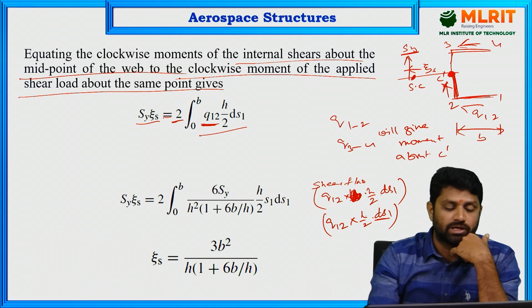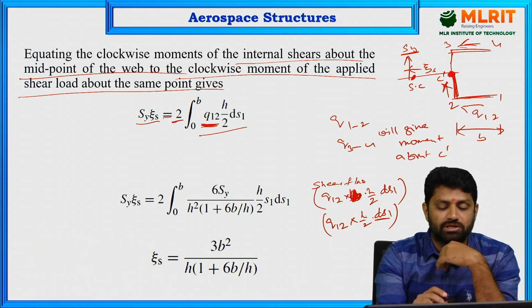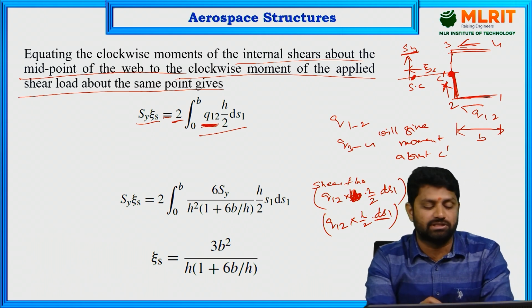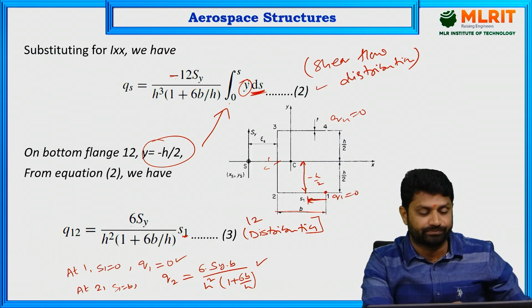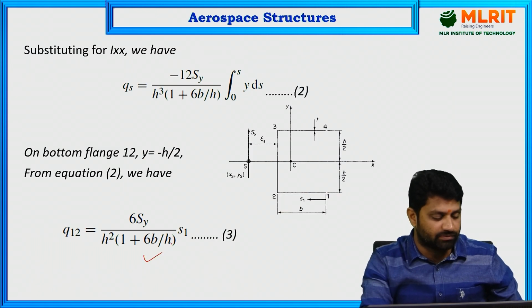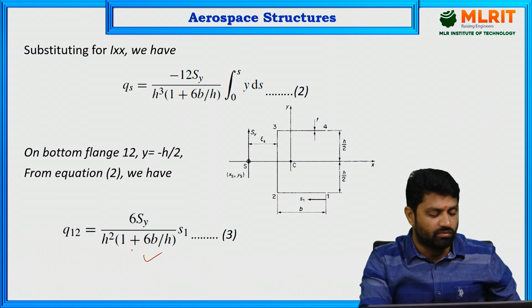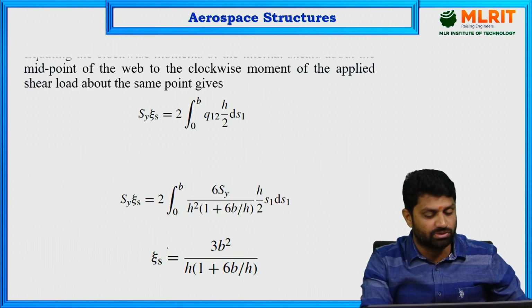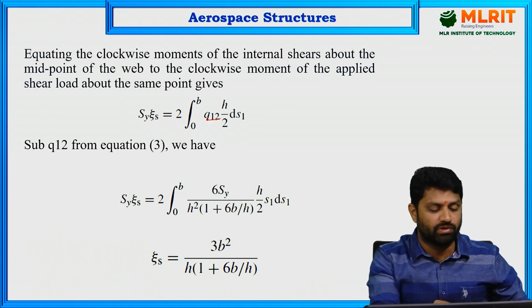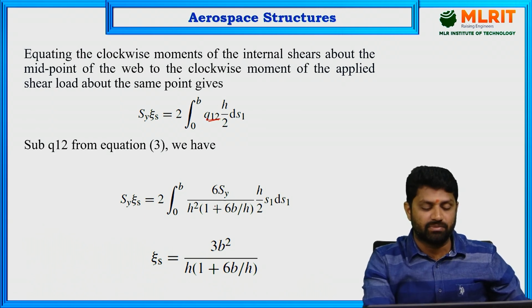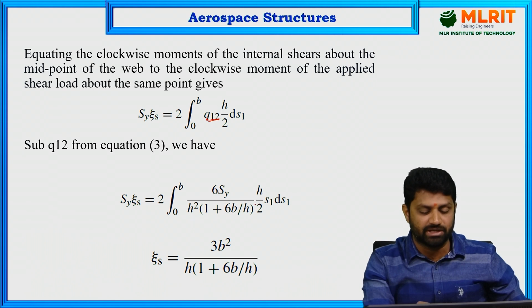Okay, so now we got the q12 distribution, and we take the distribution and substitute over here. So what is the distribution? Yeah, q12 distribution is this one. q12 equals 6 Sy by h square into 1 plus 6b by h into s1. So take this and substitute over here. Then in place of q12 we substitute 6 Sy by h square into 1 plus 6b by h into h by 2 into s1 into ds1.